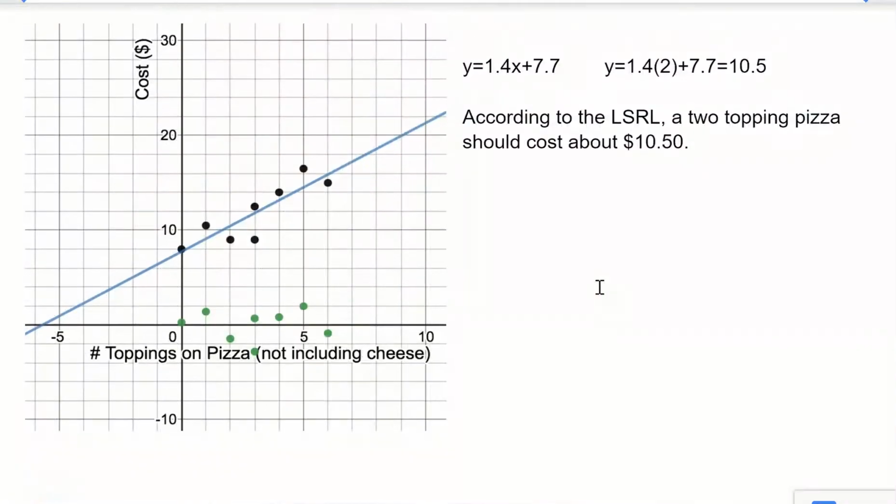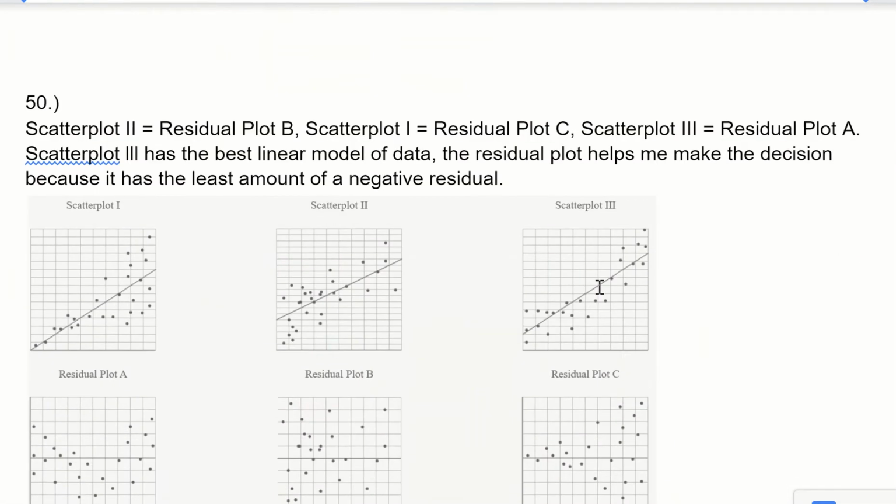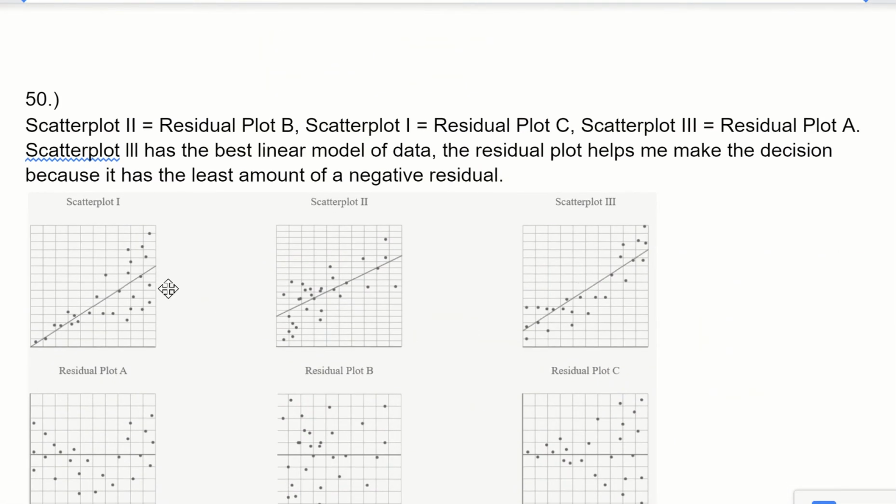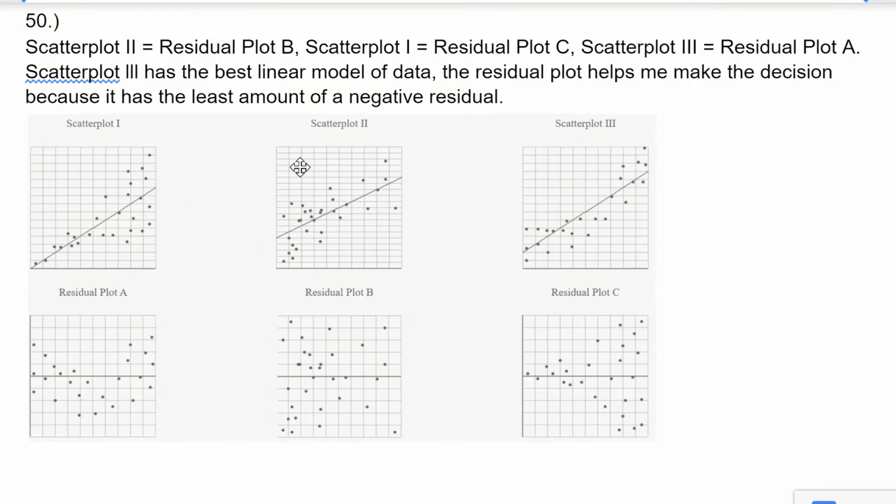Let's move on to the last one, which was 50, and I think some of us maybe didn't quite understand this. It looks like this student may have. They're saying that scatter plot number 2, which is here, they've matched with the residual plot B. Okay, I'll just leave that without comment. Scatter plot 1, this one, goes with residual plot C.